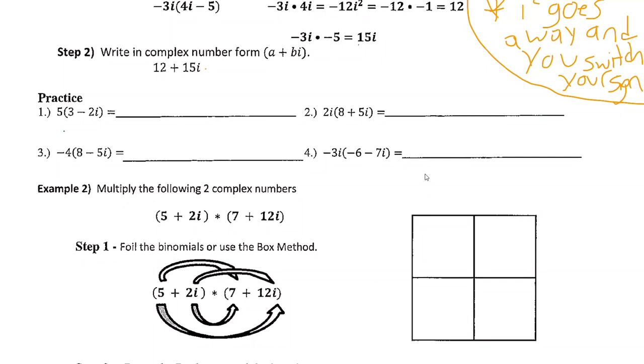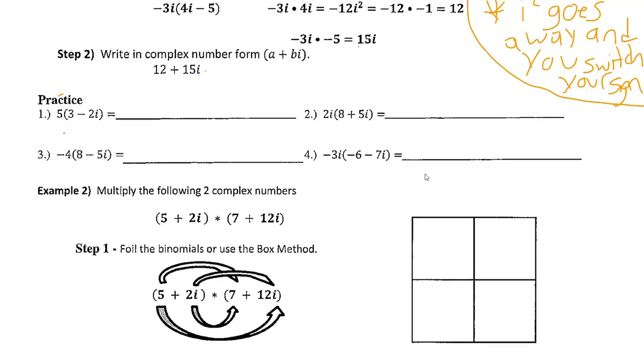So like number 1, you would just distribute your 5. So you would just multiply 5 times 3 is 15. 5 times -2i would just be -10i. You don't have any i squareds or anything like that, so you are good to go. That would be your answer.